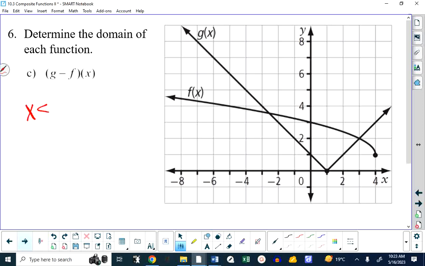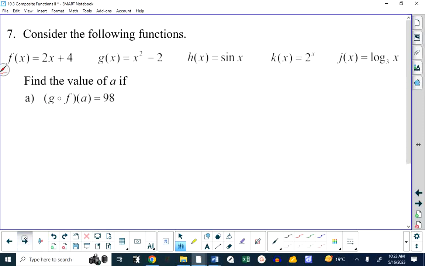Difference? Common domain. You don't need to worry about common domain when you're subtracting, because you can always subtract if the two functions exist. Number 7. And this rounds things out.